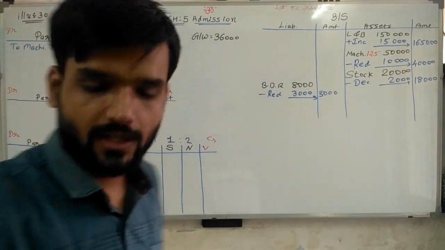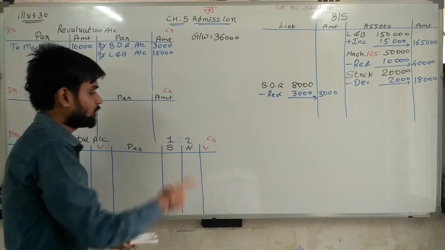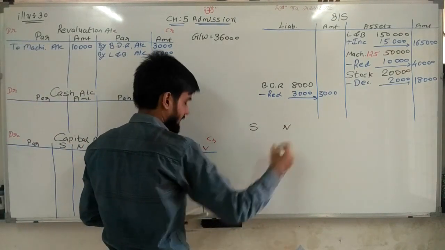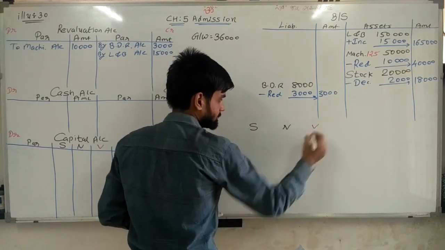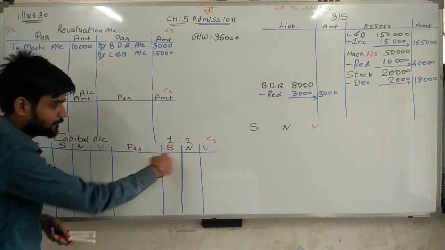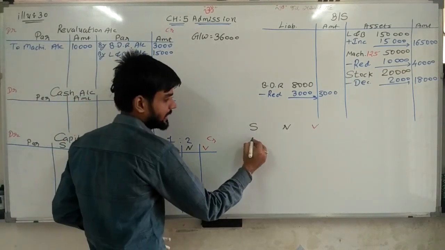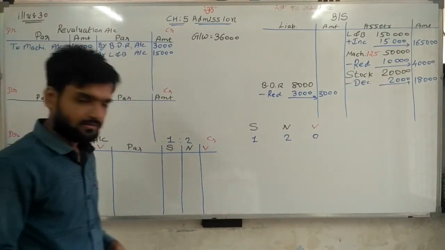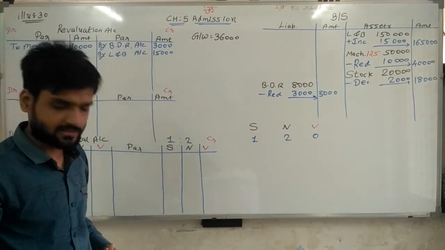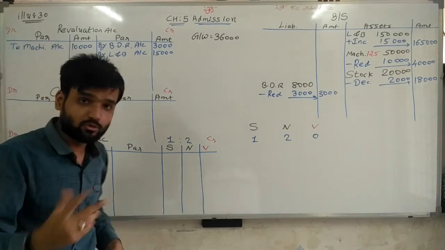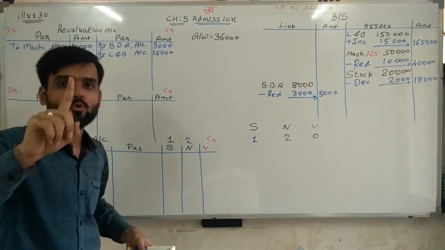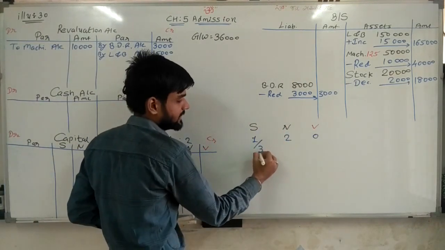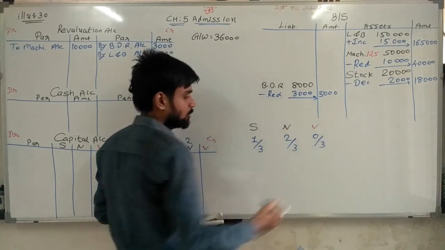So see and understand. First of all, I am writing the names of partners as S, N and V. Now ratio of S and N is 1:2, so writing 1:2. But here 0, because Vijay is a new partner. We are not writing his old ratio. So first of all 1 plus 2 plus 0 is 3. So 1/3, 2/3, 0/3.